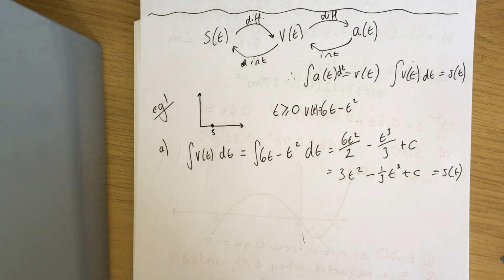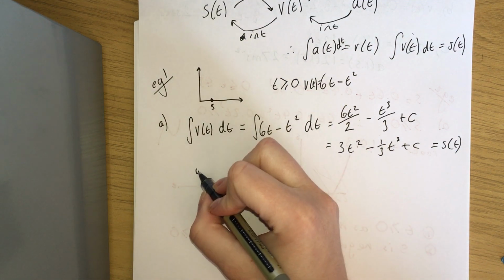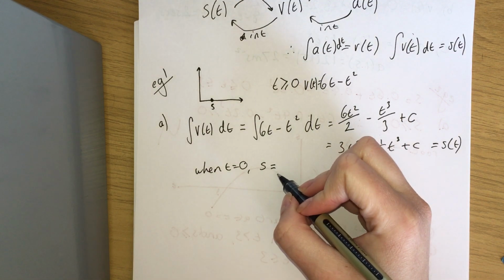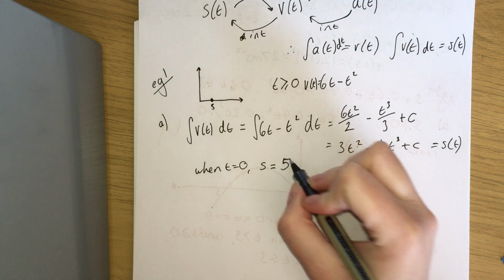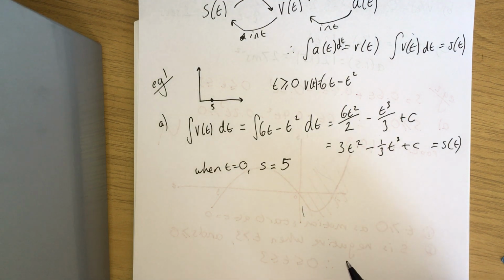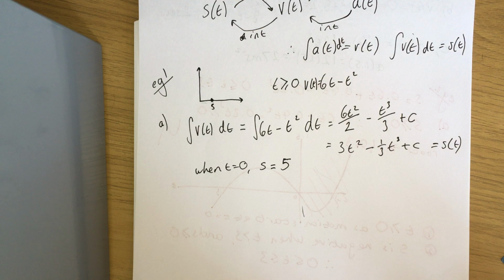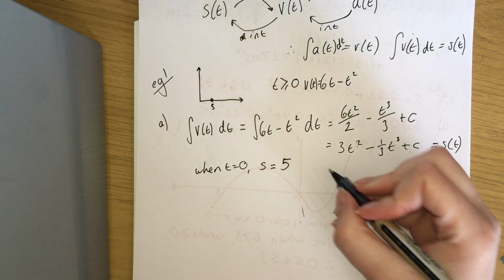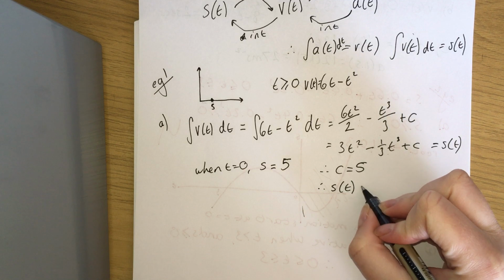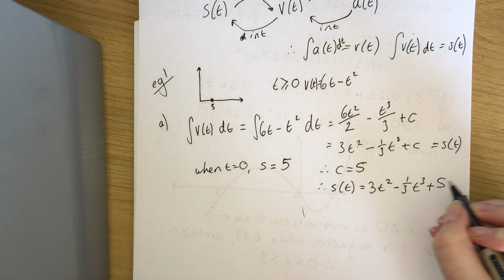Now, of course, I don't want to leave it with a plus c in it. I actually want to find the function. Well, I know when t equals 0 that the distance from the origin is 5. Okay, so our displacement function is the particle from the origin, not from its starting position. And we already know that the particle is 5 spaces from the origin. So if I were to substitute this in here, that would be 0 and that would be 0. So therefore, c would be 5. And therefore, our displacement function would be 3t squared minus 1/3 t cubed plus 5.